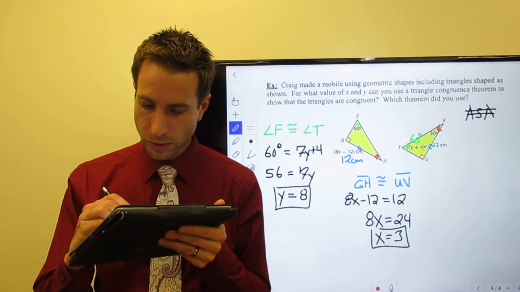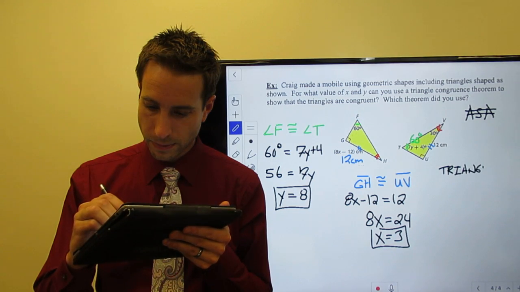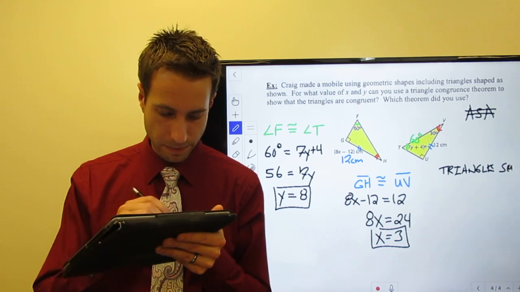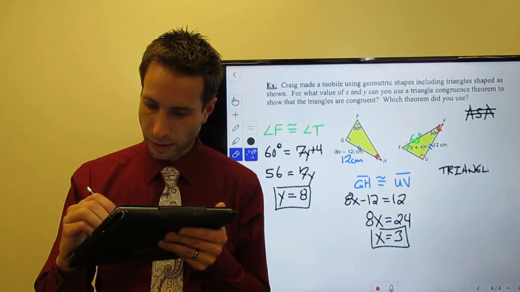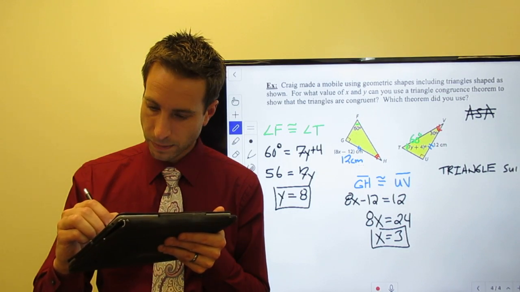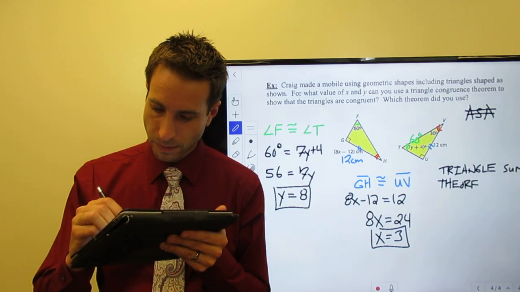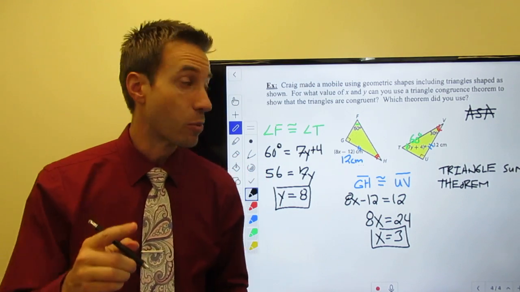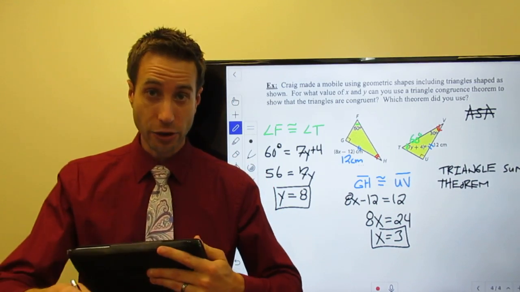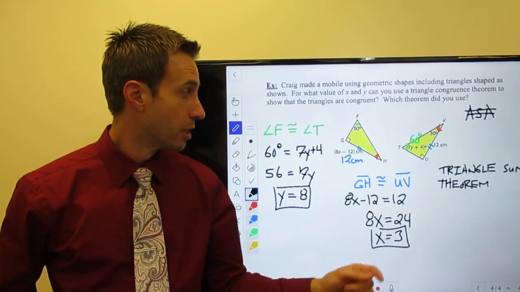You need the triangle sum theorem. Do you remember what it says? The triangle sum theorem tells you that all three interior angles must sum to 180 degrees. So let's do it.